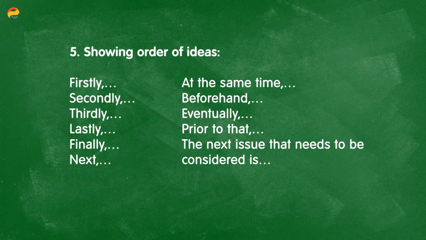Now, we also may need to explain the order of our ideas or elaborate the order of our ideas during our writing. And to do this, we can use phrases like firstly, secondly, thirdly, lastly, finally, next, at the same time, beforehand, eventually, prior to that, and the next issue that needs to be considered is.